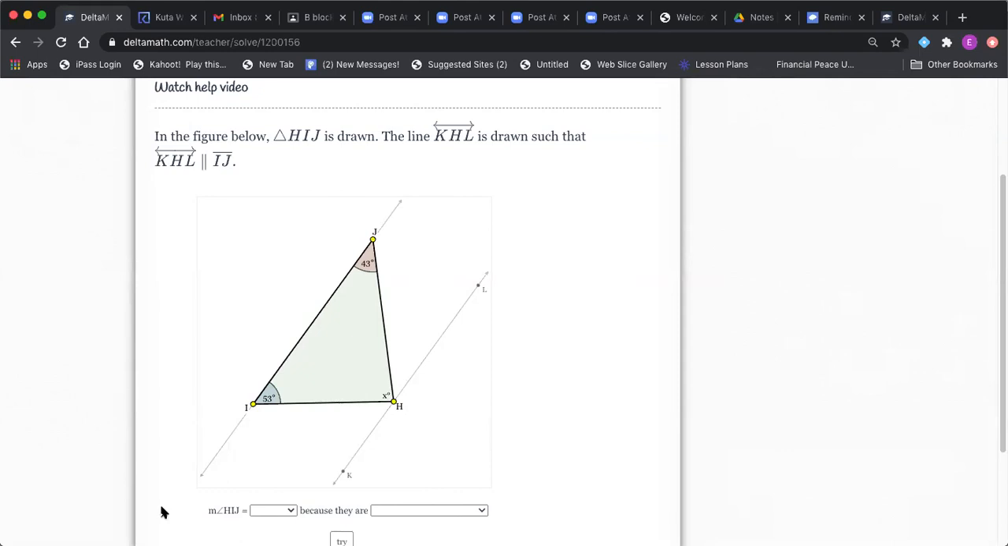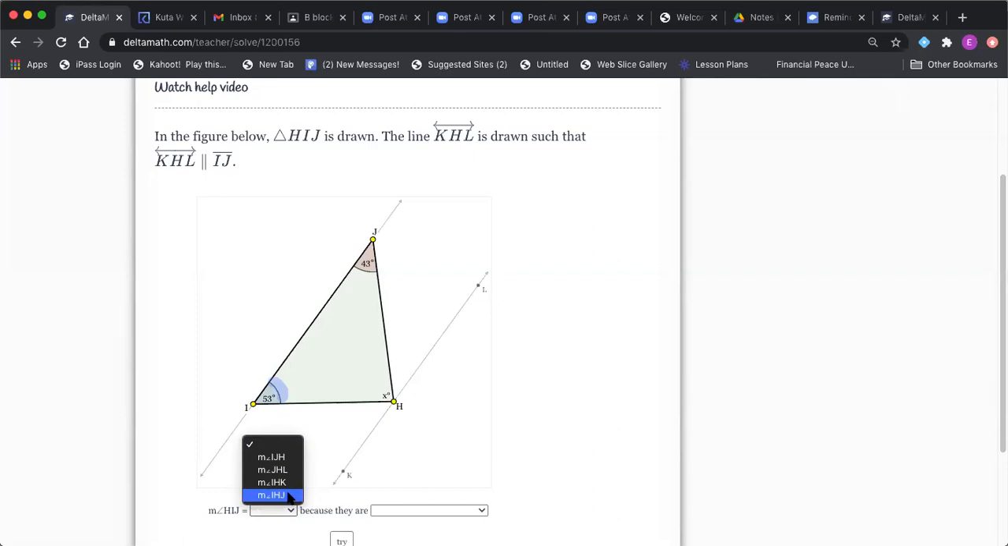HIJ, where are you? Oh, right here. So that's the one that's marked 53. They're asking me what angle that is going to be congruent to. If I pull down this drop-down, you'll see there are my options. This angle that's marked 53, I've got to pick which of these 4 angles it's equal to.